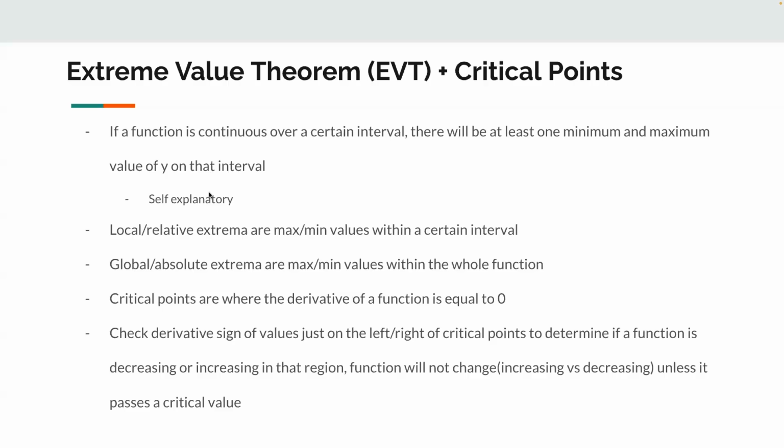Local or relative extrema refer to max and min values within a certain interval, and global or absolute extrema refer to min and max values within the whole function. Critical points are where the derivative of a function is equal to 0, and we check the derivative sign of values just on the left or the right of critical points to determine if a function is decreasing or increasing in that region. Also note that a function will not change from increasing to decreasing unless it passes the critical value.